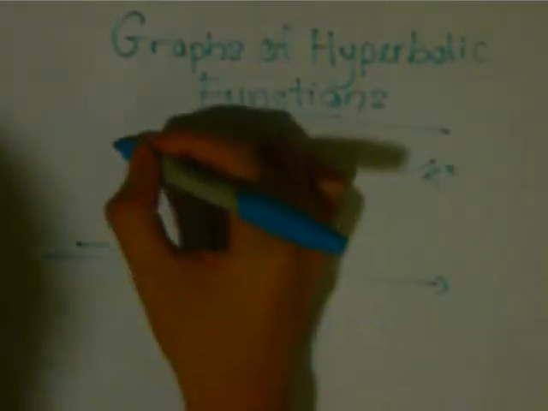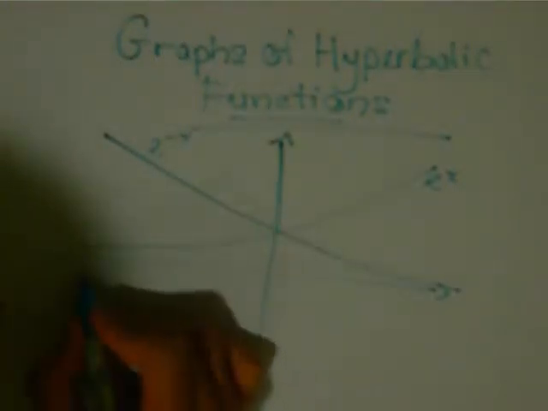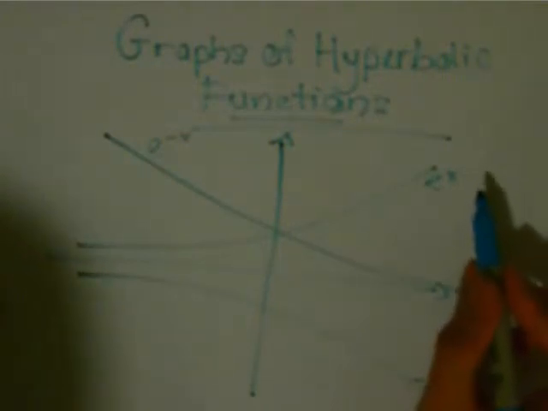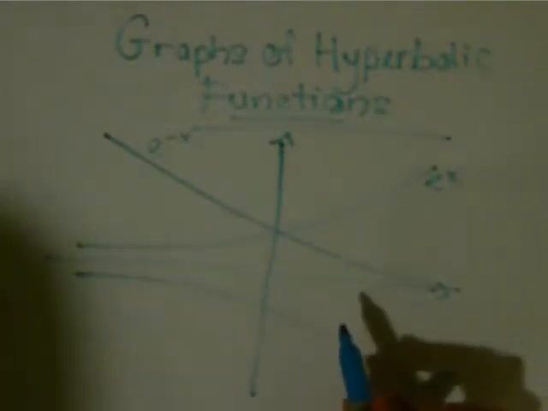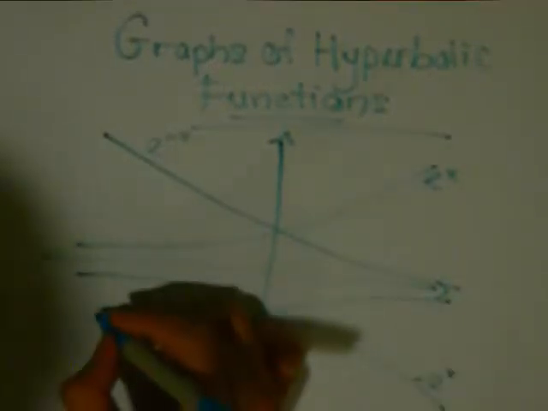So reflected along the y-axis, we can get e to the power of negative x. Along the x-axis, negative e to the power of x. And if we reflect the curve of e to the power of x along both the axes, we can get negative e to the power of negative x.